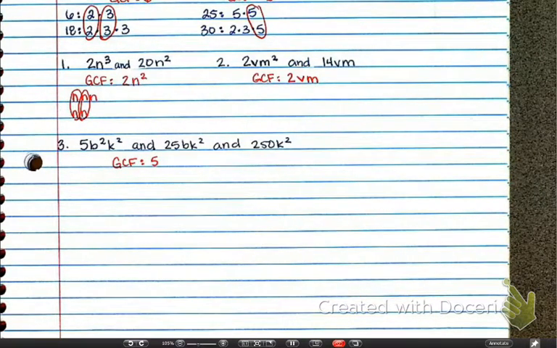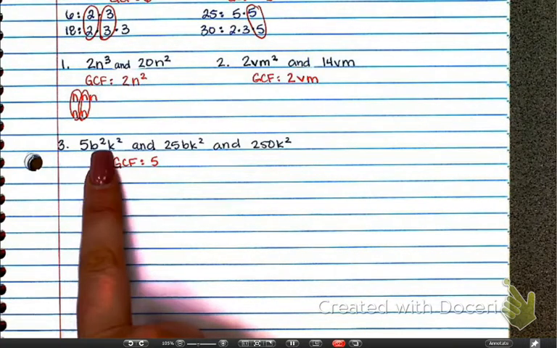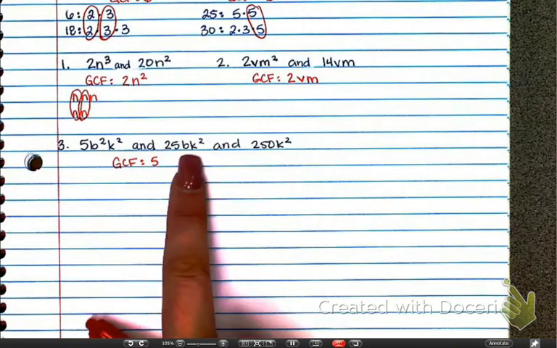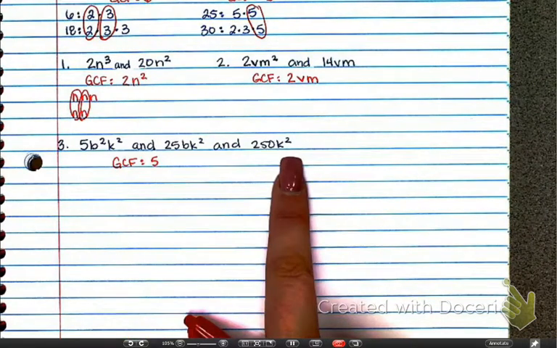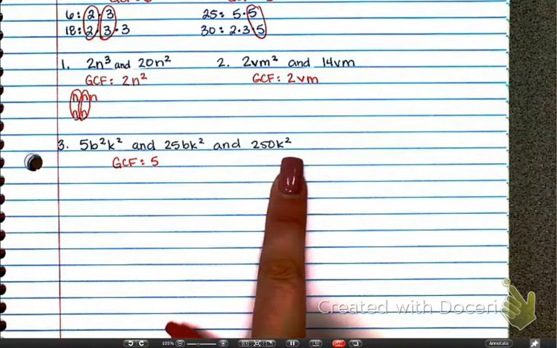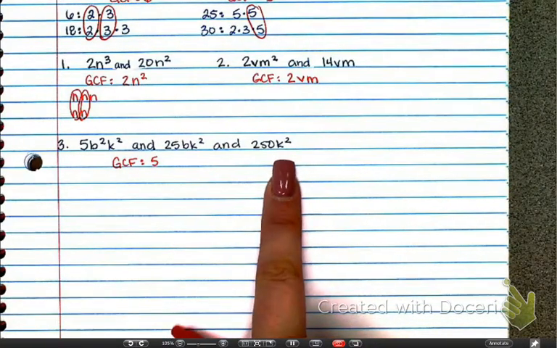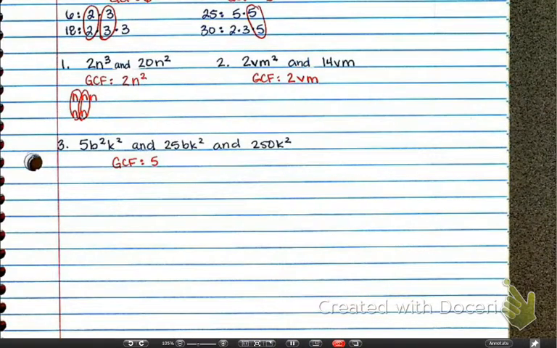Now, let's look at the b's. So my first term has b squared, and then I have b, and then I have no b's. So how many b's do all 3 have in common? 2, 1, 0. Does this third term have a b? So it can't be there.